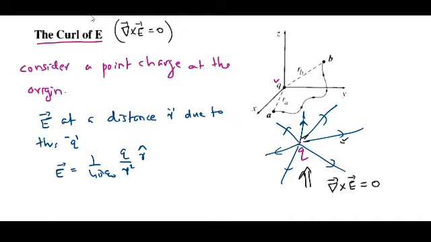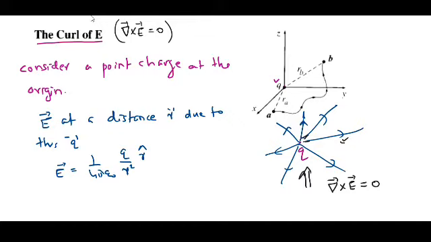Del cross E is equal to 0, we know. But here we are interested to prove this one in another way. Our aim is to prove that del cross E is equal to 0 mathematically.